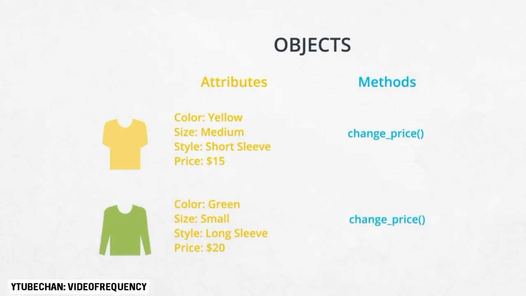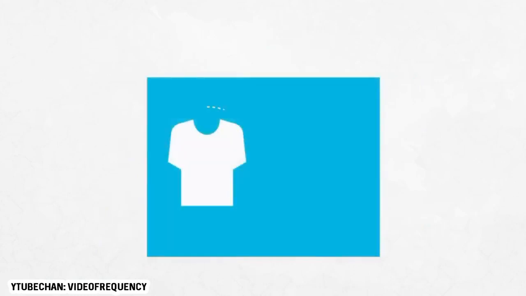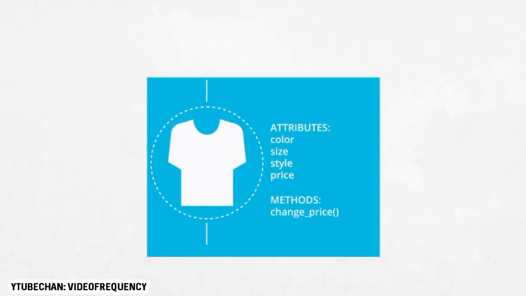Do you notice anything special about the yellow shirt and green shirt? They both have the exact same attributes. In other words, they both have a color, size, style, and price. They also have the same method. It's like they came from a blueprint, a generic shirt consisting of all the attributes and methods. This generic version of an object is called a class.